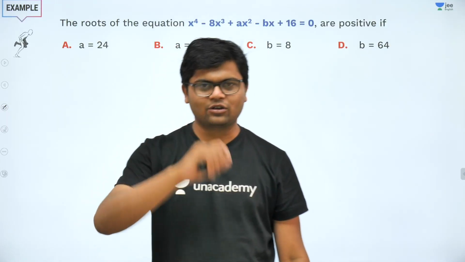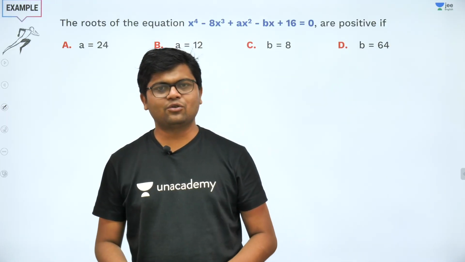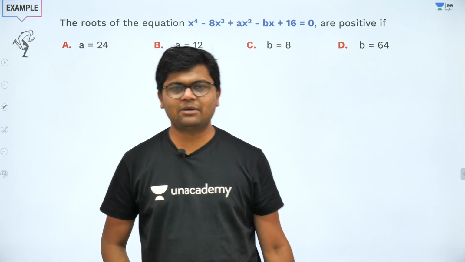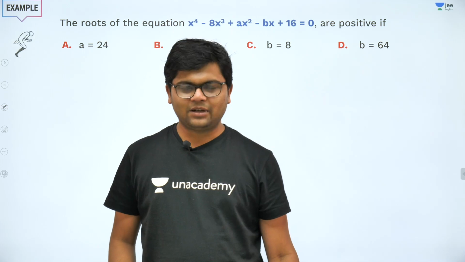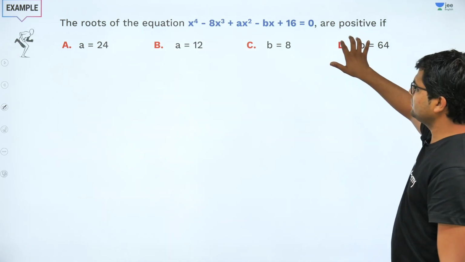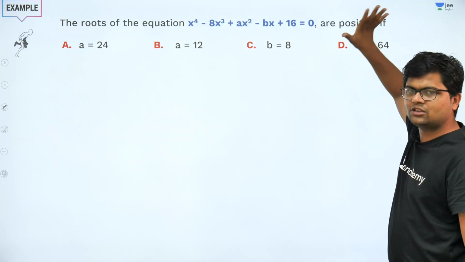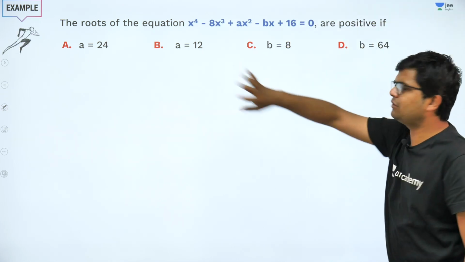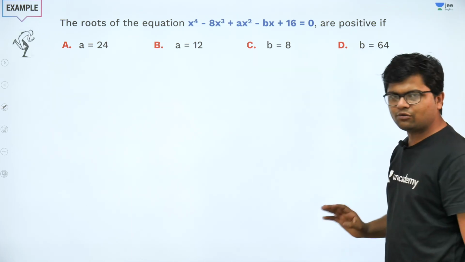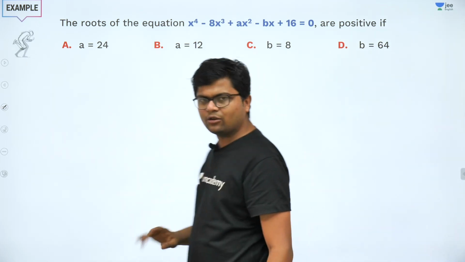This is a wonderful question. If roots of the equation x to the power 4 minus 8x cube plus ax square minus bx plus 16 equal to 0 are positive, this equation has positive roots. This is what the question has given. You need to find the value of, from the options I can say a or b, you need to find the value of a or the value of b.